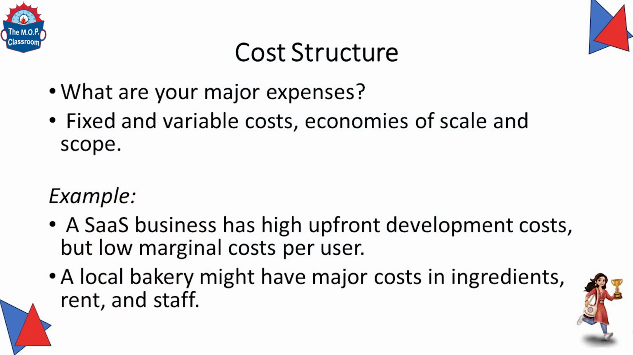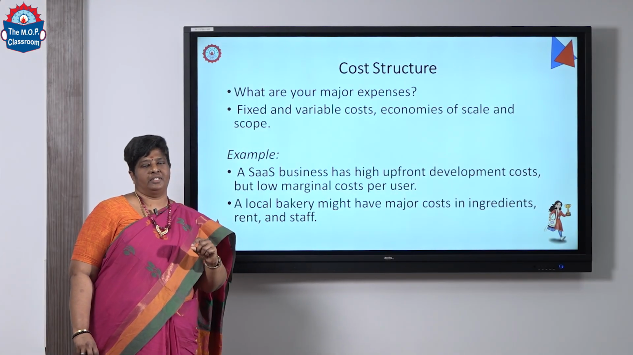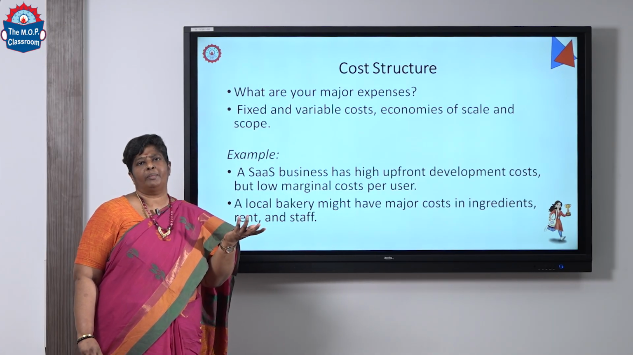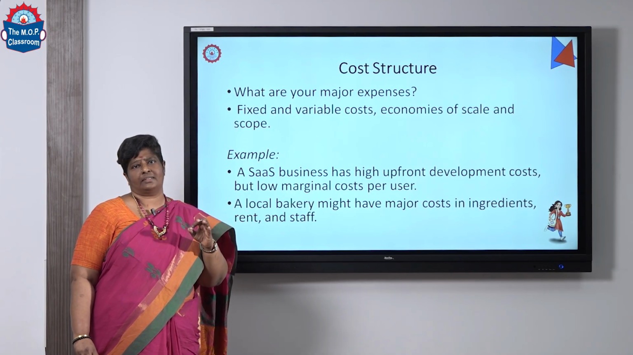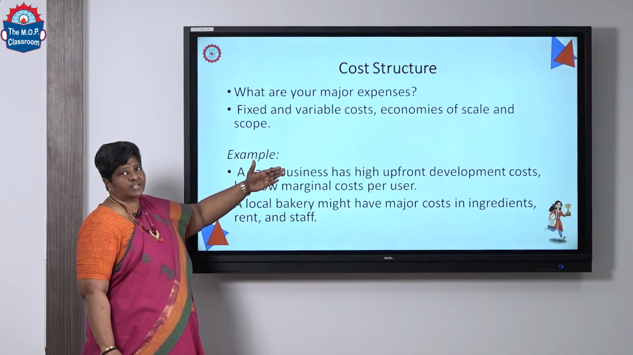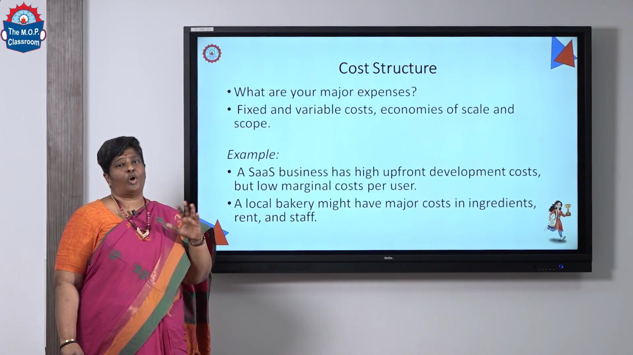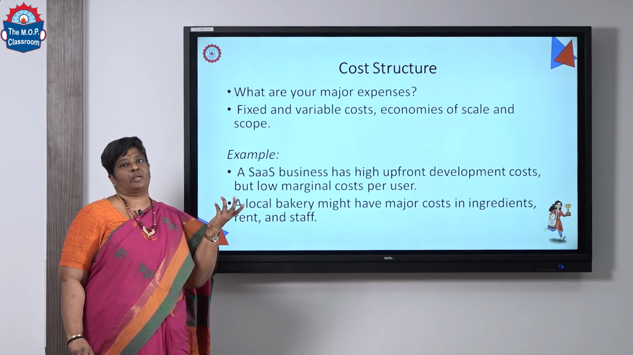The last part of our whole 9 pillars, cost structure. What are the different costs you will incur to run your business? Whether it is giving salary to the people or buying products or raw materials, anything of that part. It can be fixed and variable cost, economies of scale and scope. So, what are the different costs? You need to plot the cost structure clearly, otherwise you will end up surprising yourself.